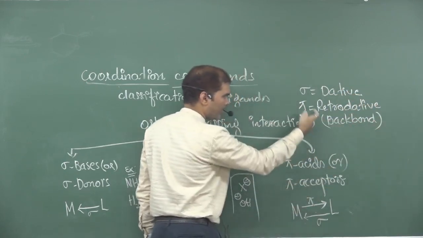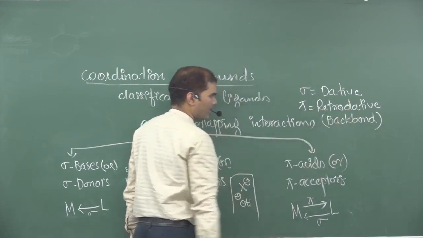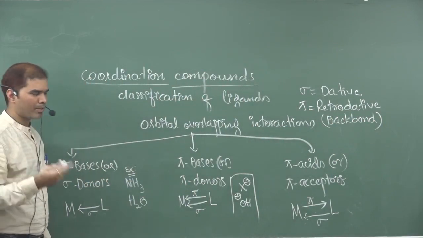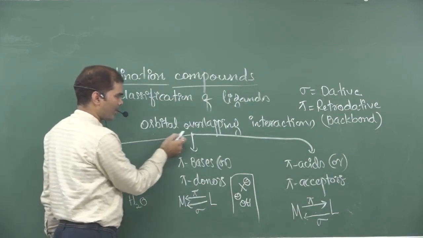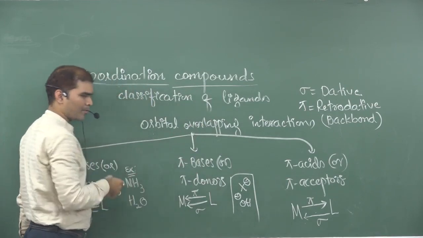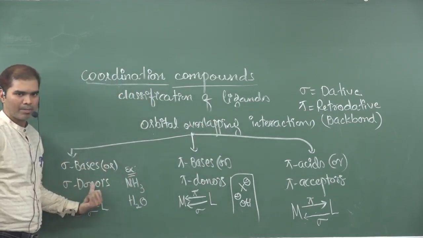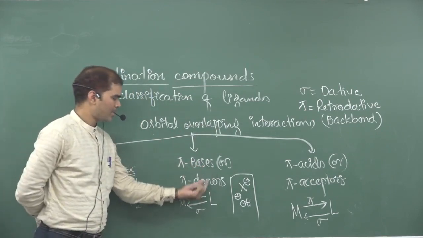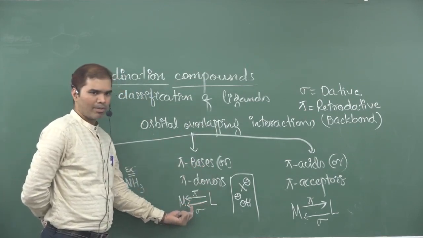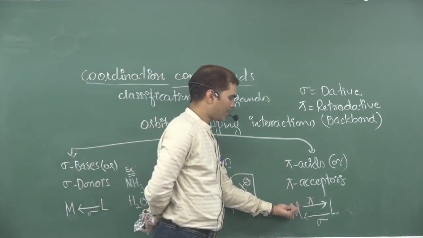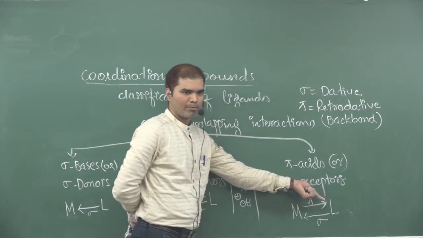And this pi bond, you call it a retrodative bond, or simply a back bond. So based on orbital overlapping interactions, ligands are classified into sigma bases. Since it is donating its sigma, you call it a sigma donor. Pi bases are always donating a sigma, along with which they are also donating a pi. Pi acids donate a sigma, but at the same time they are also accepting from the metal.